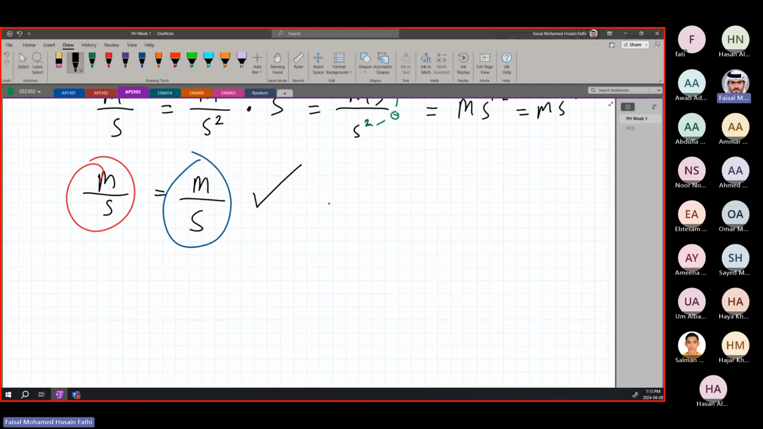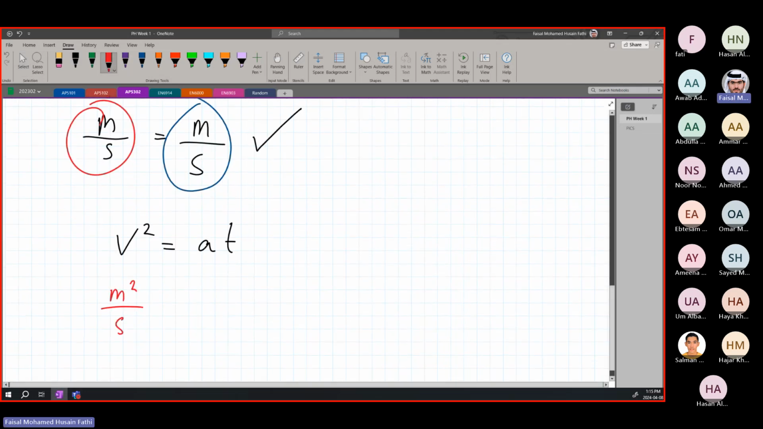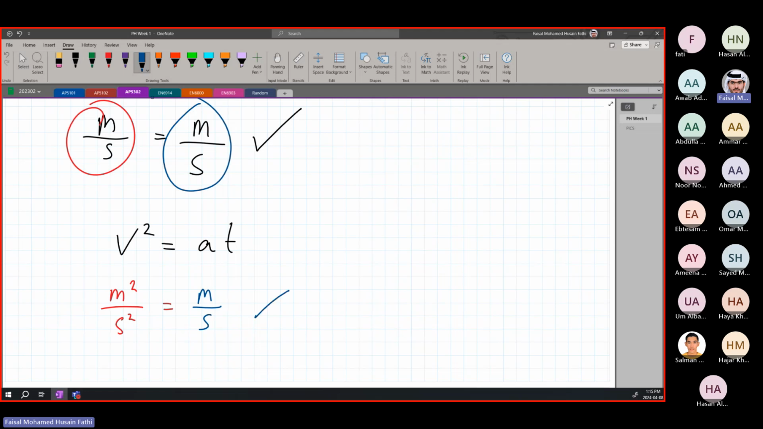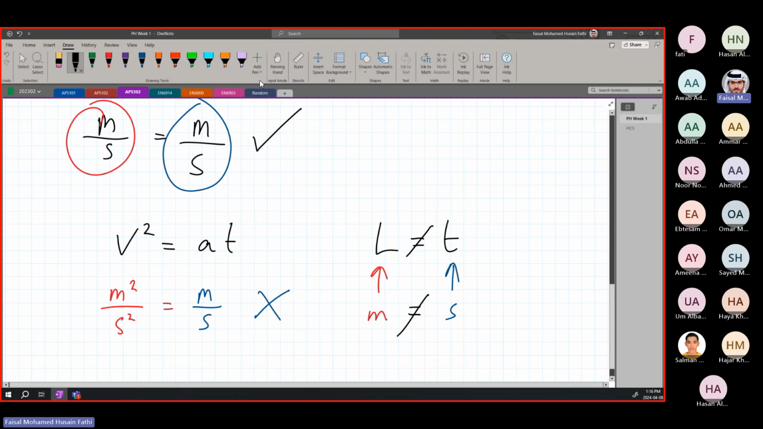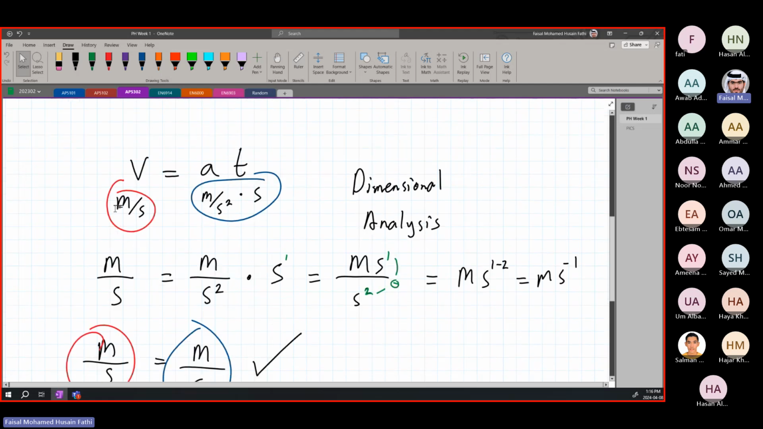We can't write an equation like v squared is equal to at. Why? Because then the answer would come out as meter squared per second squared is equal to meters per second, which is wrong. Something squared cannot equal something by itself. Nor can we say that length is equal to time, because length has nothing to do with time. Length is in meters and time is in seconds. These are not equal, so we cannot say that this is equal. This is just the basics of dimensional analysis. If you have any equation and you know the units of each variable, you put them in the equation and start solving to make sure that the left hand side is equal to the right hand side.